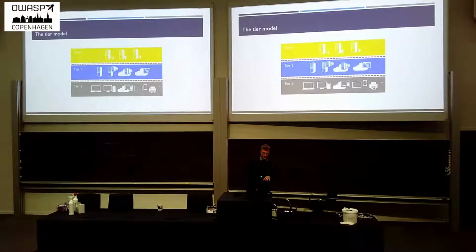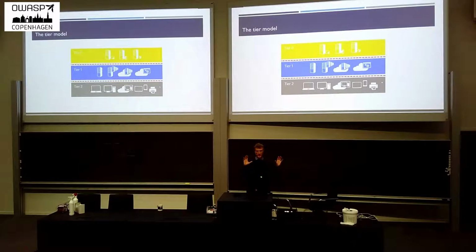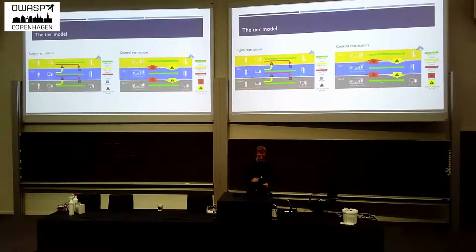Then the attackers should not be able to use credential stealing or control abuse to get access to tier 1 or tier 0. So that would be completely isolated. There might be a way to get to other computers in tier 2, but at least we'll protect the other layers of the tier model. And how is that implemented? That is implemented by implementing logon restrictions and control restrictions.